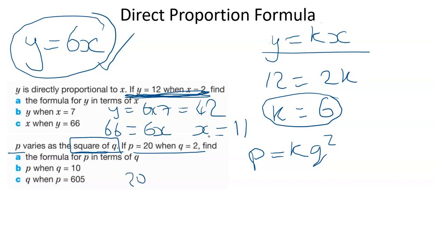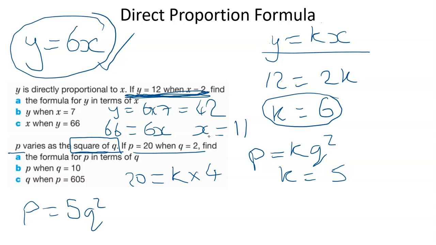So 20 equals this unknown k times 2 squared, so 4. Divide both sides by the 4, k equals 5, and the formula for part A is going to be P equals, it's the same thing up here, but now with k as 5, 5q squared. And now we have a formula, we can just use it. What is P when q equals 10? Well, P is going to equal 5 times 10 squared, that's 100, so it equals 500.